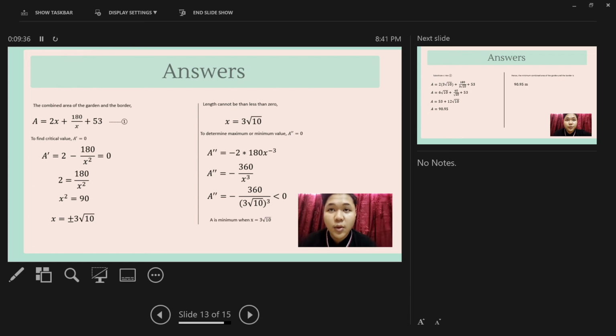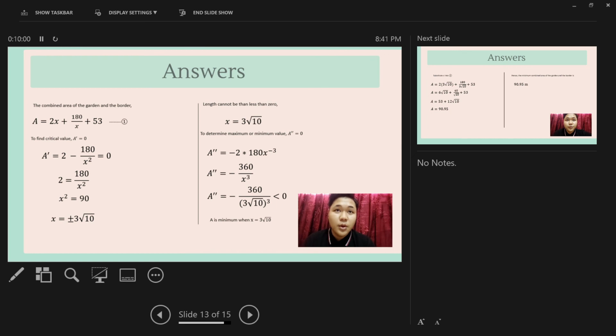So x square equal to 50. So x equal to plus minus 5 times square root 2. Next, we choose the positive one because length cannot be less than 0. So we choose x equal to 3 times square root 10.